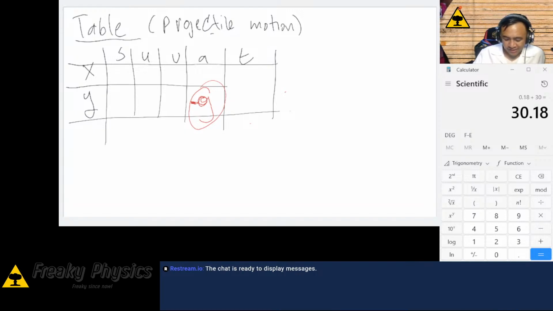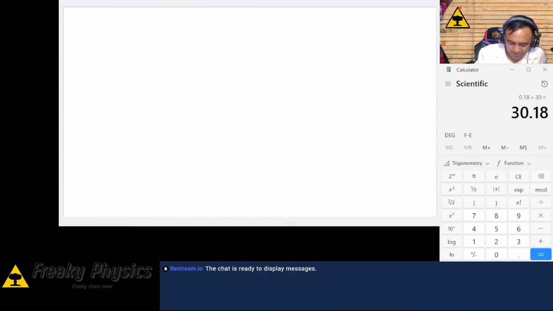So what does this mean? Do you want to go straight to projectile motion or take it like x and y directions first? I think let's go x and y. Let's do x first, so horizontal motion first. I'm just going to give you a quick one.